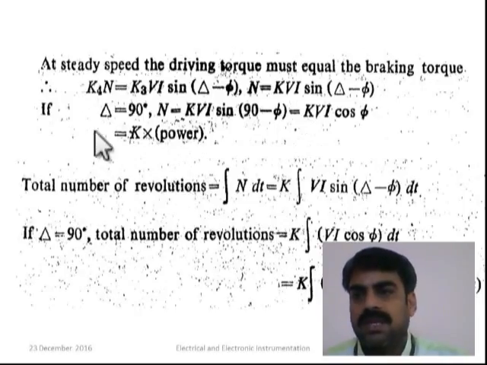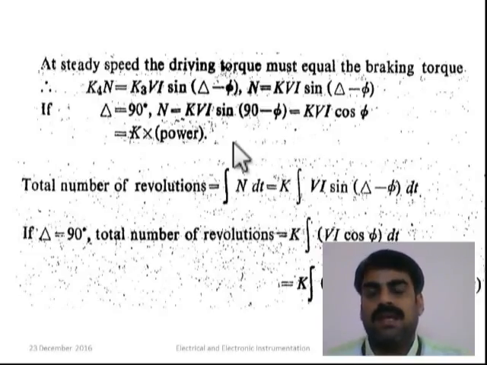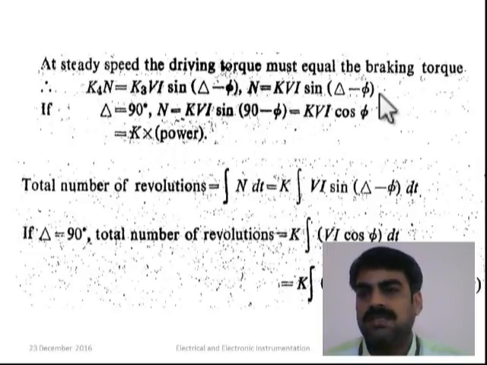In the next slide, you can see that at steady speed, the driving torque must be equal to the braking torque. Only then will the disc rotate at steady speed. So based on that condition, we are equating the braking torque expression equal to the driving torque. That is how we are getting this expression.